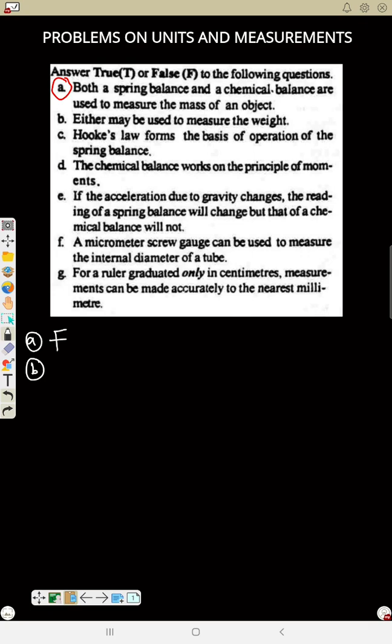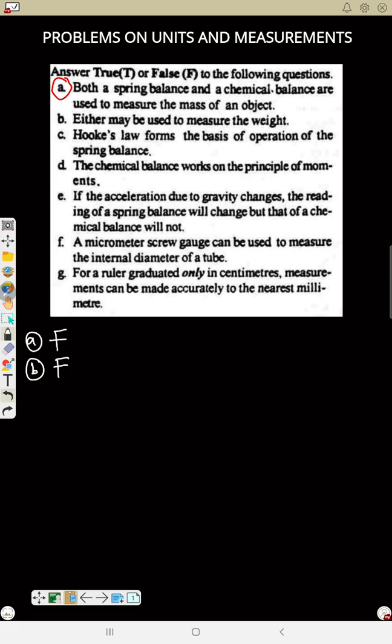So spring goes with weight, while chemical goes with mass. So that means the B part is also false. Either may be used to measure the weight? It is only spring balance that can be used to measure the weight. Chemical balance is used to measure mass. So B is false.